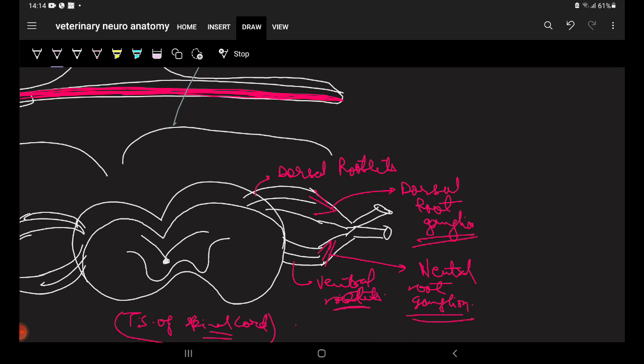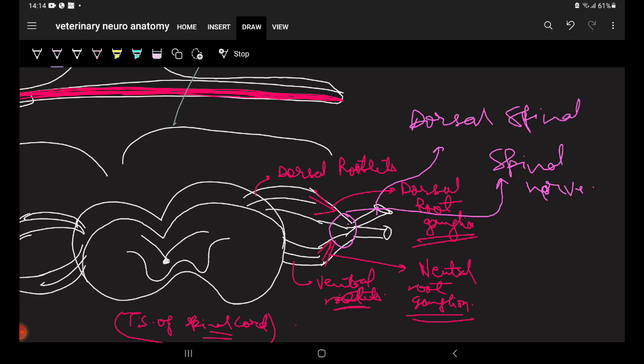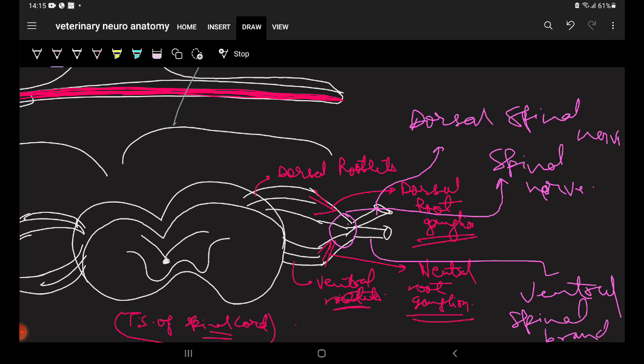Okay. So now these dorsal root ganglia form the spinal nerves. This structure here is the spinal nerve. Okay. So this is the spinal nerve, and this spinal nerve after formation bifurcates into a dorsal spinal branch, dorsal spinal nerve, and ventral spinal branch. Okay.